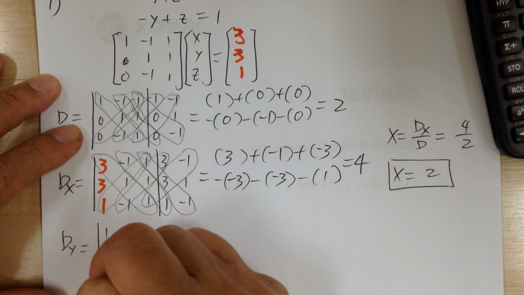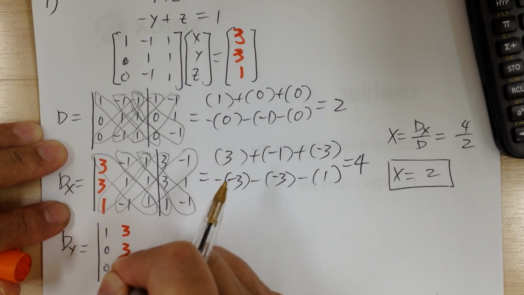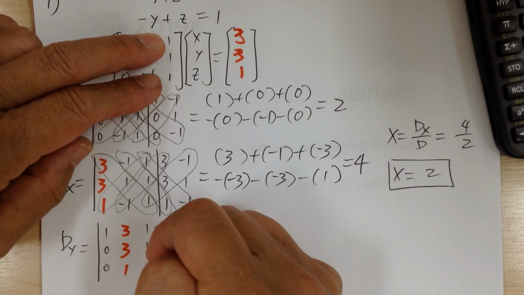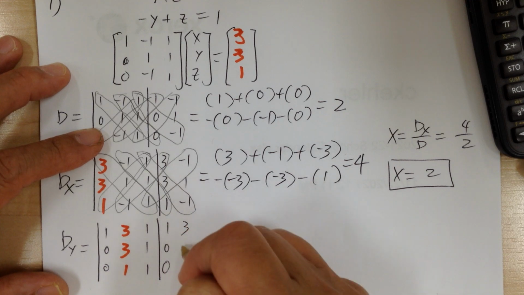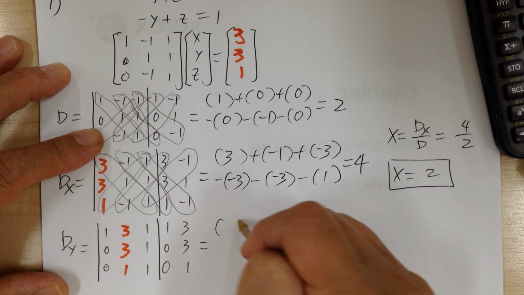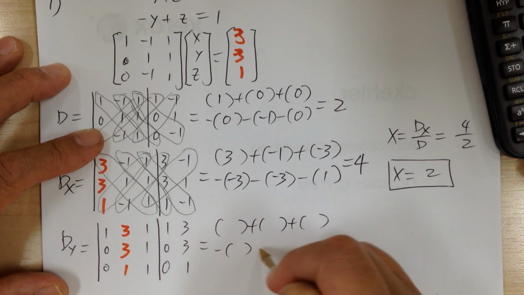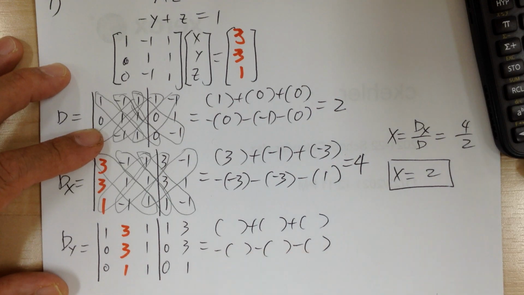Okay, so you're going to get 1, 0, 0. And you have to replace the y column by 3, 3, 1. Okay, and you have to go back over here to get your original. Okay, so copy the first two columns. Okay, so again, one diagonal is plus, the opposite direction is minus. So you can notice plus, plus, plus, minus, minus, minus, right?